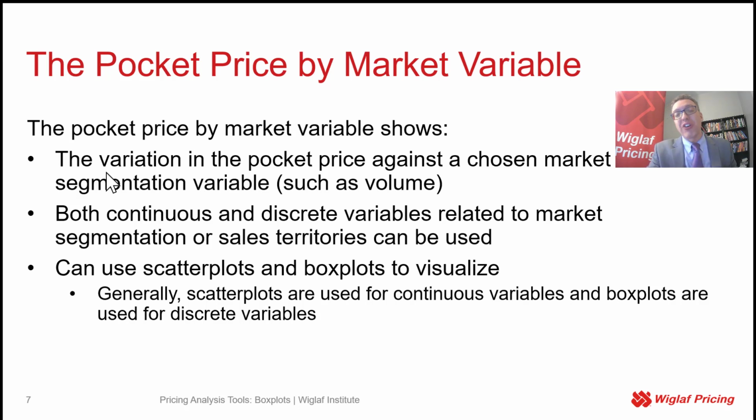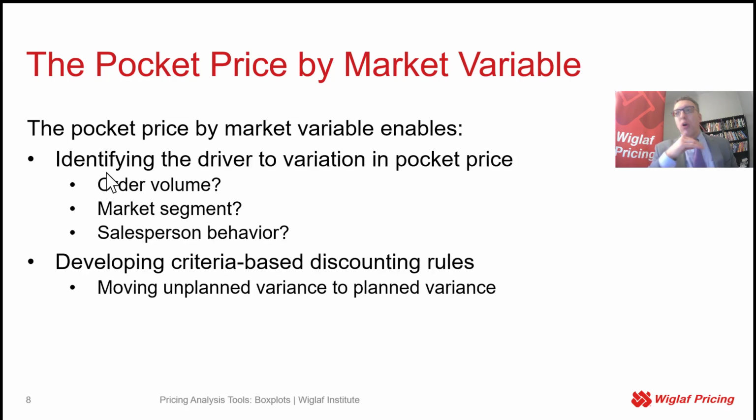Naturally, if you are working with a variable that's continuous, I would recommend you use the scatter plot instead. If it's a discrete variable, stick with the box plots. And what you're essentially trying to do is search for what the variation between the pocket prices that you see in the marketplace are.